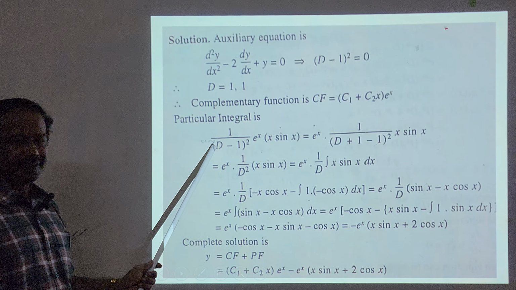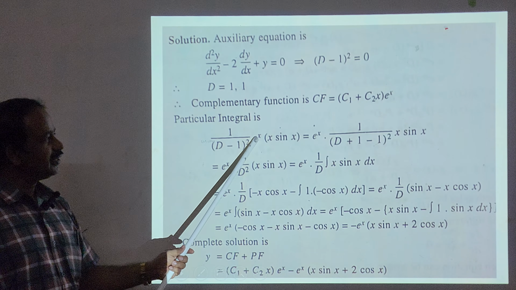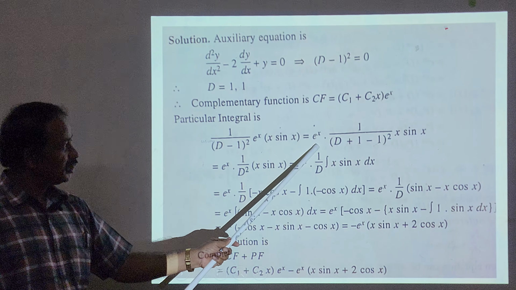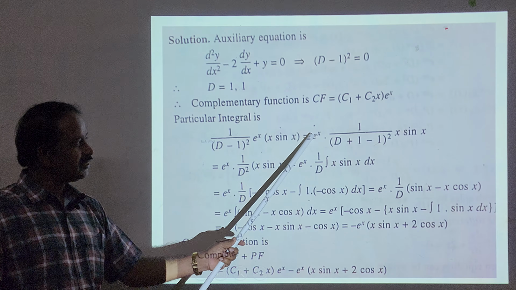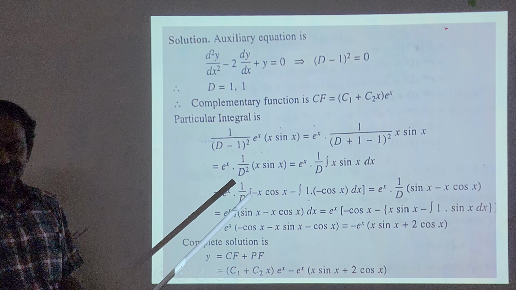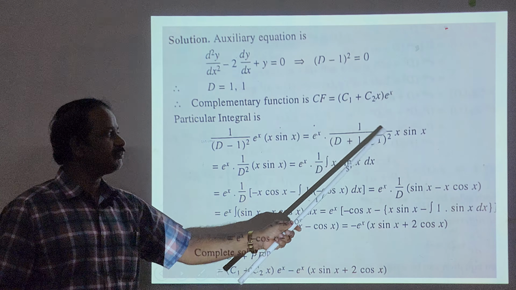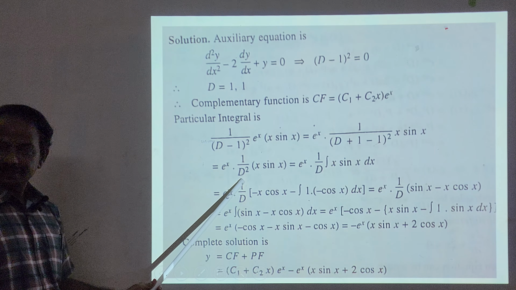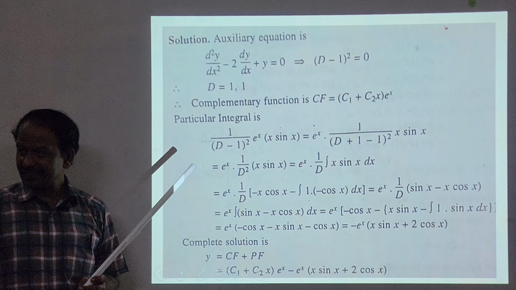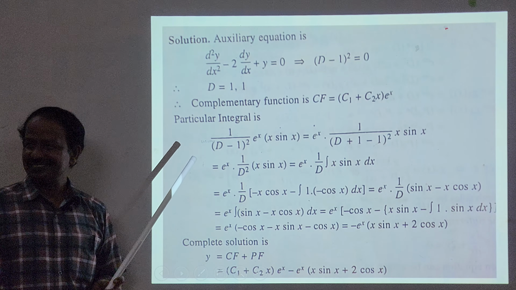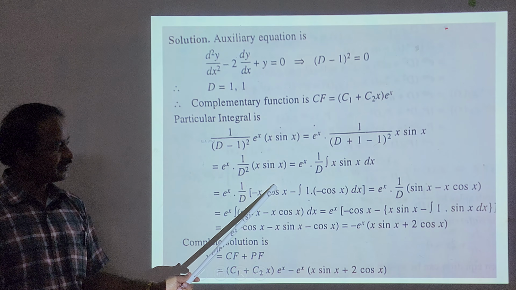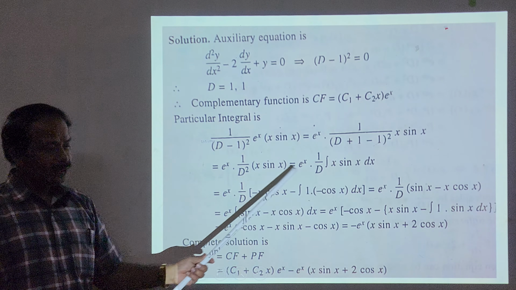So you have 1 divided by d minus 1 whole square e power x sin x. We have pulled e power x alone out here. So e power x, 1 divided by, so here the constant is 1. So you write d plus 1 minus 1. This 1 and this 1 will cancel. You have d squared. So e power x, 1 divided by d squared. So now d squared is in the denominator. What is the procedure? We will have to integrate. That's the idea. We will have to integrate this function x sin x. See, we have integrated only once.